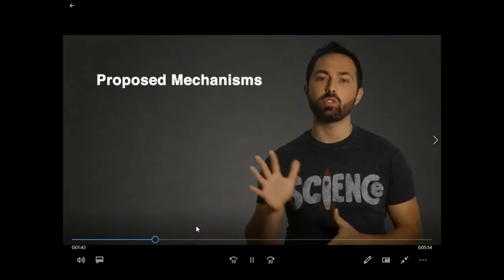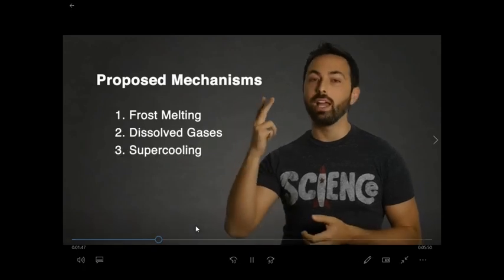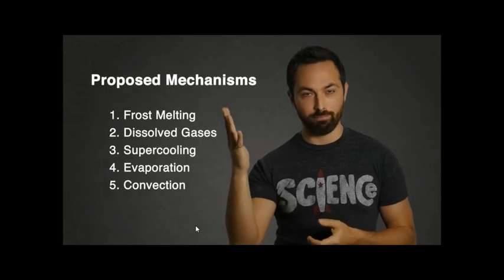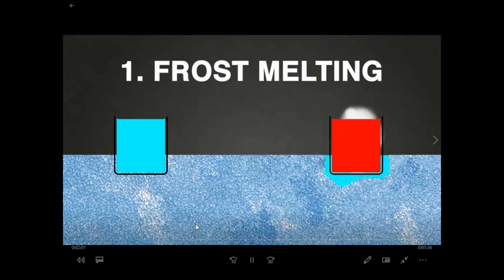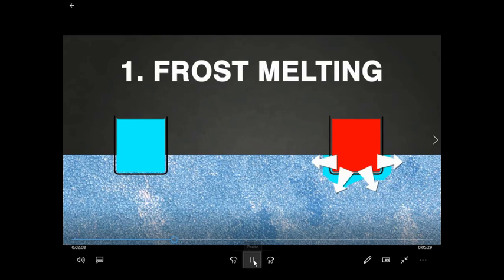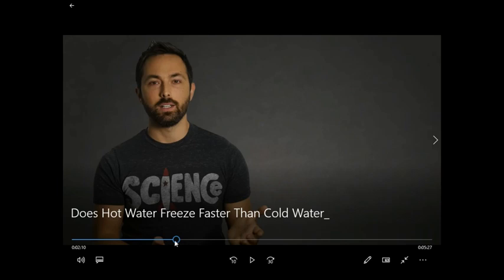Well, there are 5 proposed mechanisms related to frost melting, dissolved gases, supercooling, evaporation, and convection. First, frost melting. When placing 2 containers of water in a frosty freezer, the frost acts as a thermal insulator. And so around the cold beaker, the frost won't melt, but around the warmer beaker, it will. And this creates a conductive layer of liquid water around the base of the warm beaker, dramatically increasing its cooling rate.